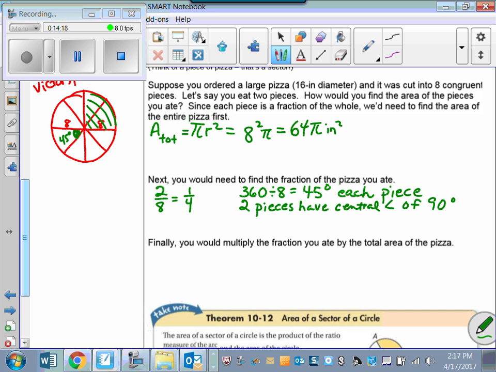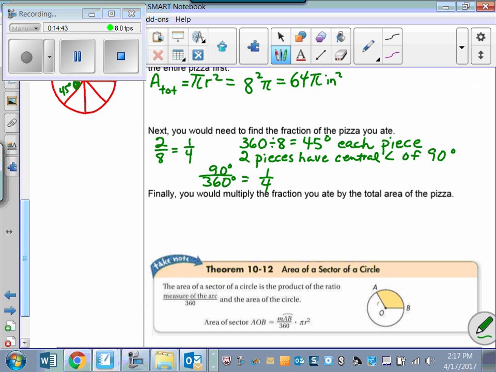So then if I didn't have them cut into pieces, what I would do is I'd say, okay, the fraction of the pizza that I have is 90 over 360, right? 90 degrees over 360 degrees, and I could get my 1/4 like that. And more often than not in the problems you're going to do here, you're going to have to use central angles because it's not going to be cut into pieces. Okay, so I got 1/4.